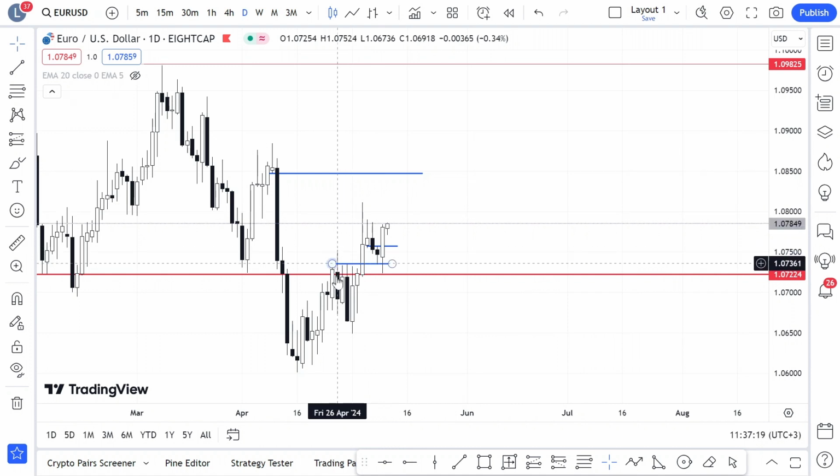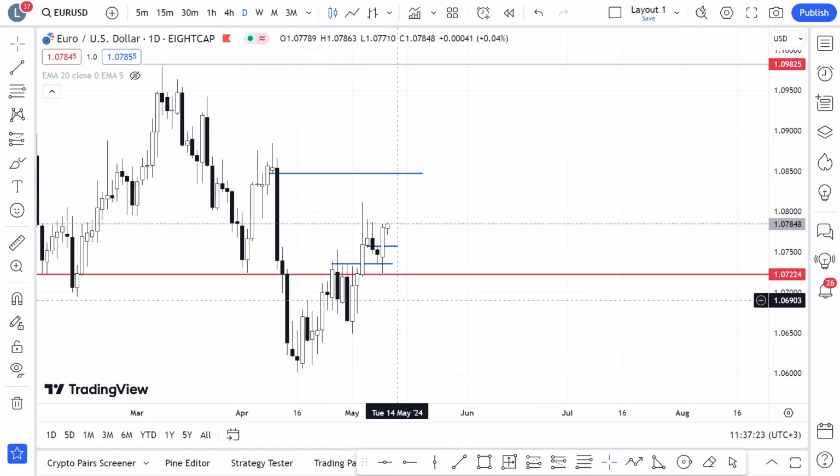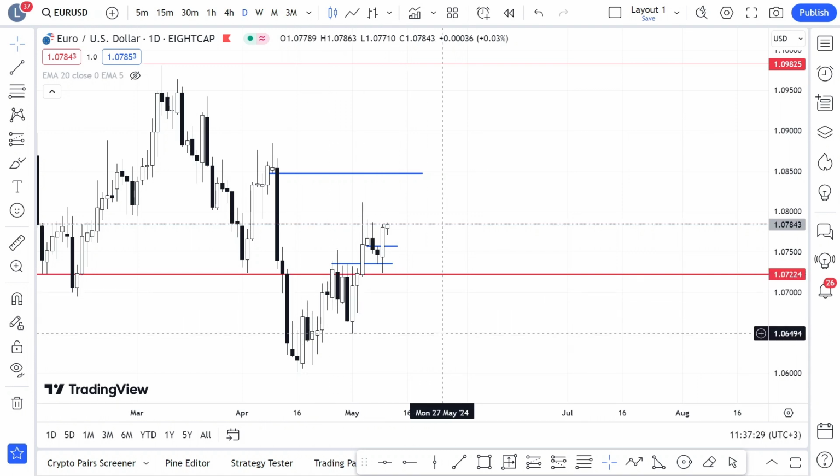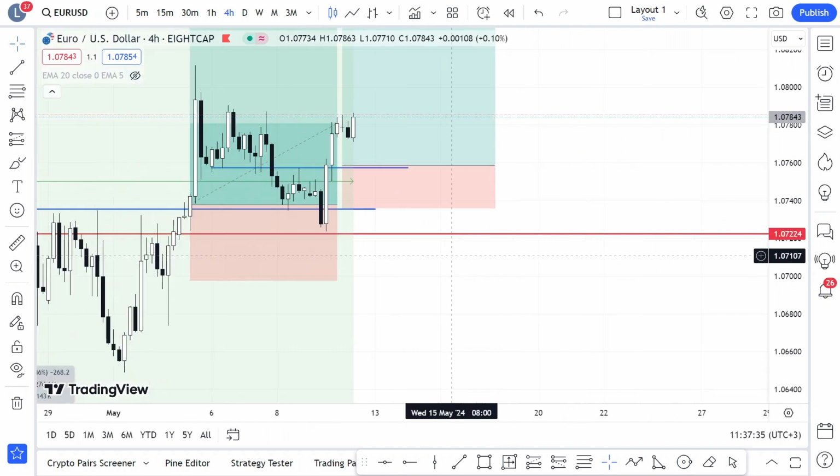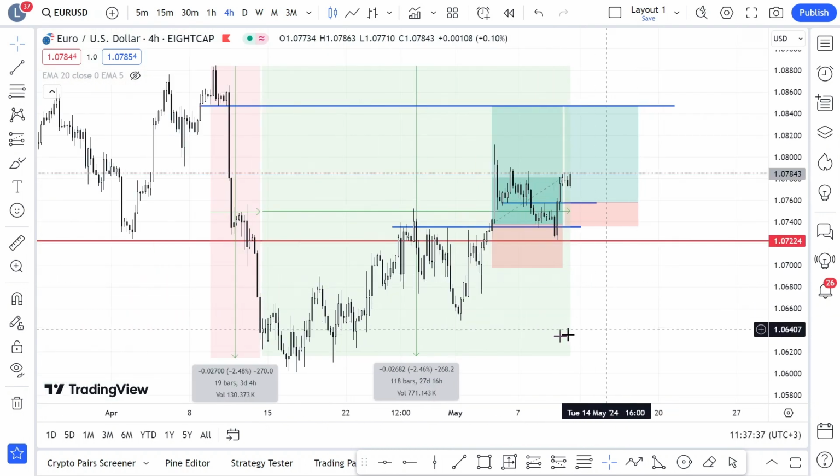And also driving this move was the fundamentals. Remember, we had the NFP and the Fed. Yeah, the FOMC statement that came out, and you can see price has been bullish since. I did take a trade, which is what you see here on the H4.